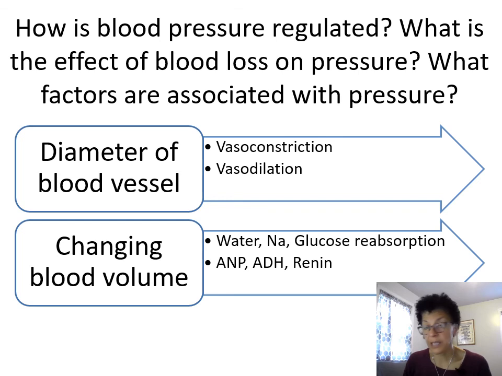Antidiuretic hormone, the exact opposite. Blood volume's too low, or blood pressure's too low. So it tells your kidneys to reabsorb more sodium and therefore reabsorb more water and increase your blood volume.